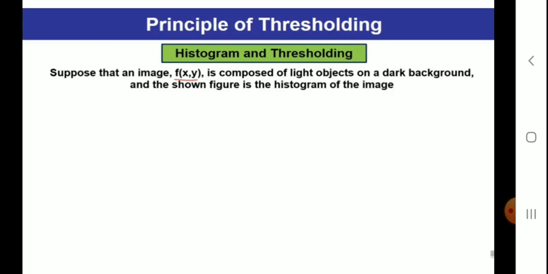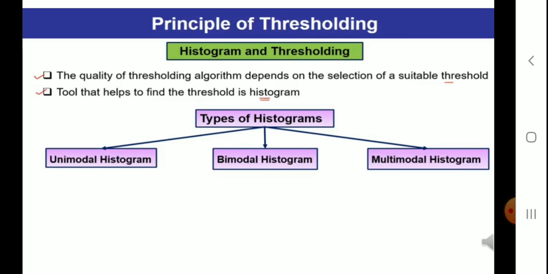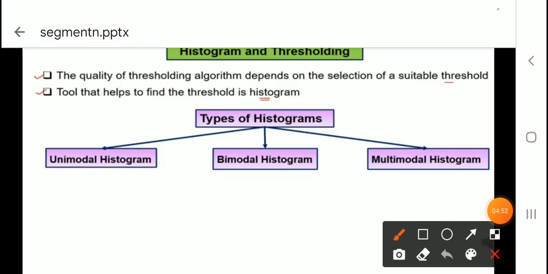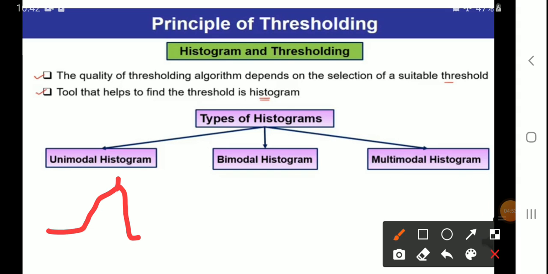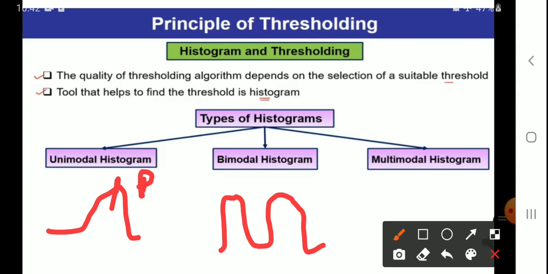In case of the histogram and thresholding, unimodal means we have a histogram having only one peak value. Bimodal means we have a histogram with two peak values.